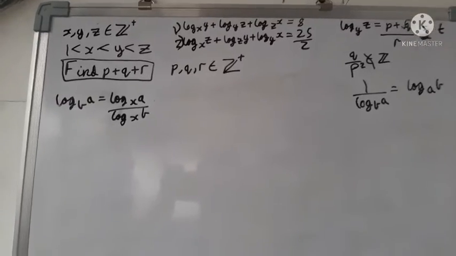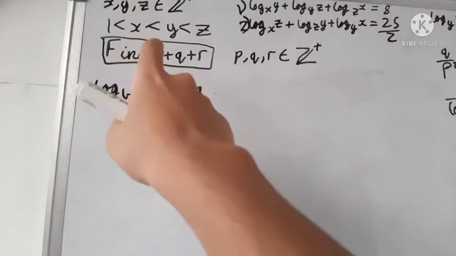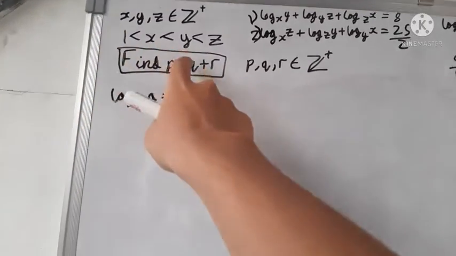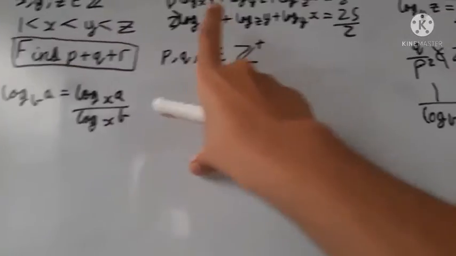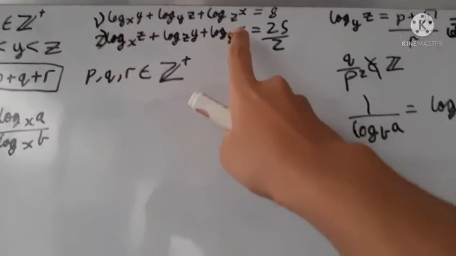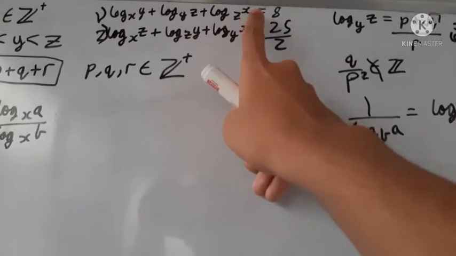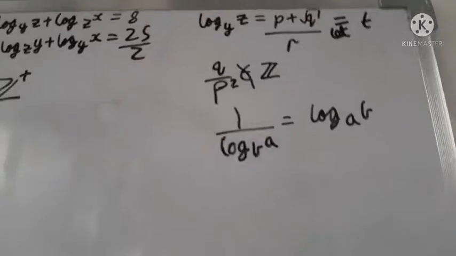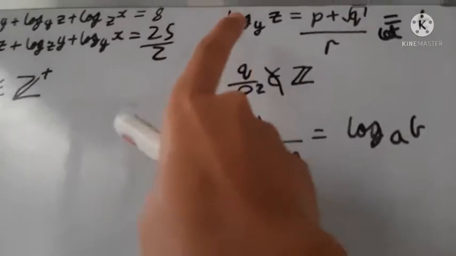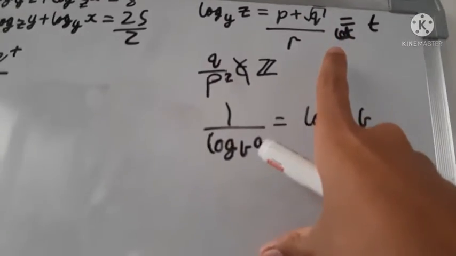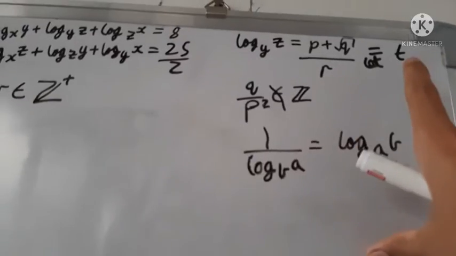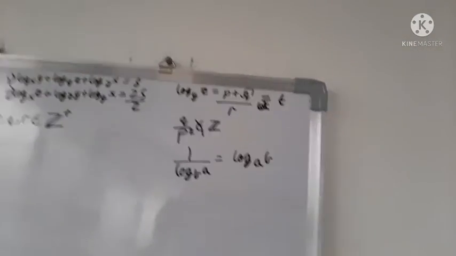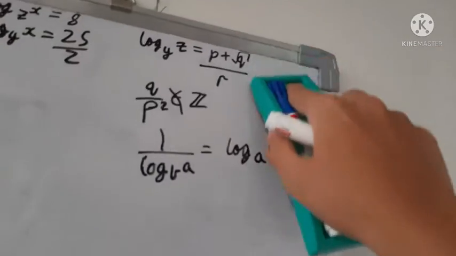So the question basically says that x, y, and z are positive integers, and 1 is less than x is less than y is less than z. So x, y, and z satisfy these two equations, right? And they've said that log base y of z is p plus root q over r, right? Which I've let equal to t. This is for later. You know what? We don't need it actually.